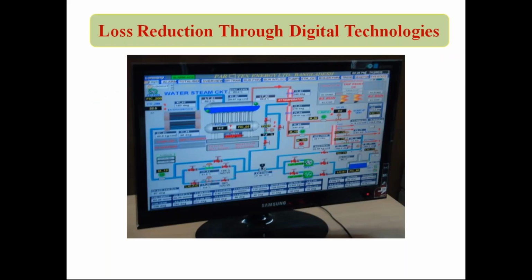Tree cutting, or right-of-way clearing, is another important thing. It reduces our technical losses and interruptions. On the left side, you will see a line in between the trees: outages are more, interruptions are more, losses are more. The right side is a clean line where interruption is very less.